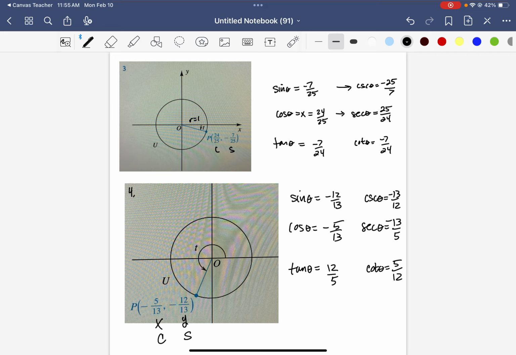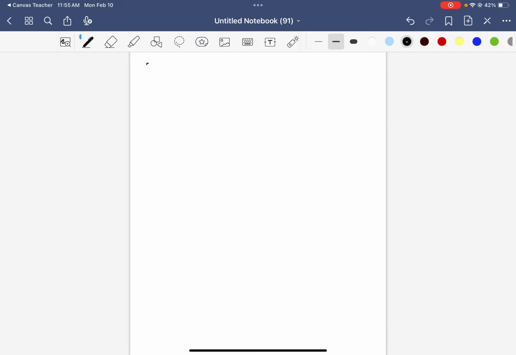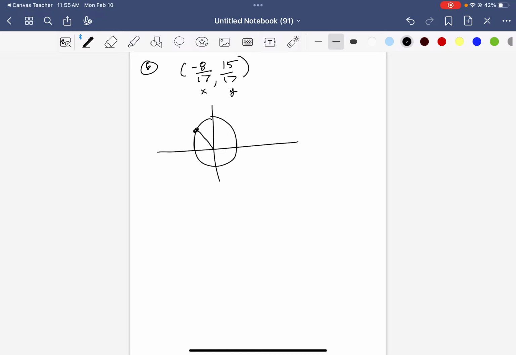So there's 1, 2, 3, and 4. Let's look at number 6. So for number 6, they say that we have negative 8 over 17, and we have 15 over 17. So anytime we can, we should be drawing a picture. So I've got a negative x and a positive y, so I'm over here somewhere. So negative 8 over 17 and 15 over 17. And it wants to know if we can find this new point.